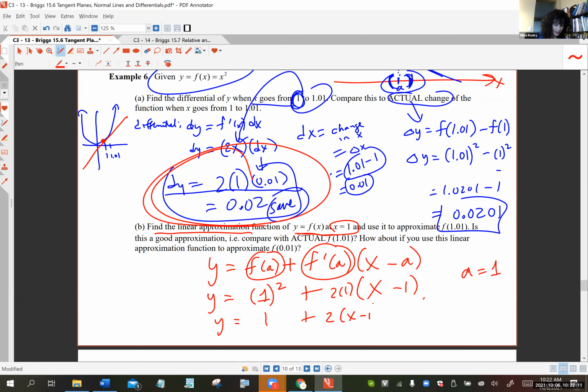Okay, fine. I'm just going to leave it like that. If you want, you can distribute the 2 and all that other jazz, but I'm just going to leave it. And I'm going to replace the y with their notation, L of x, the linear approximation of x.